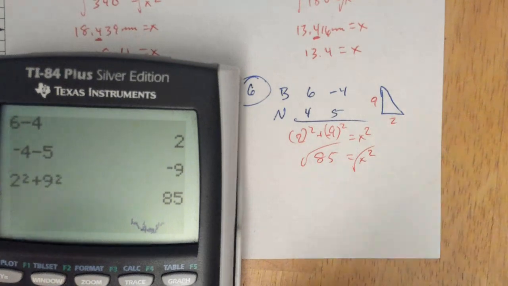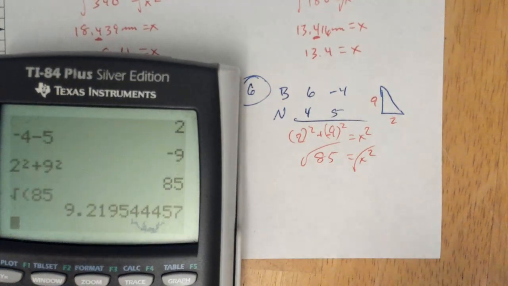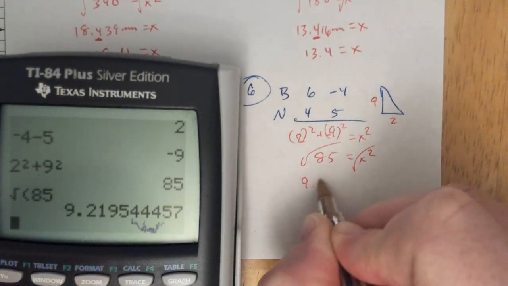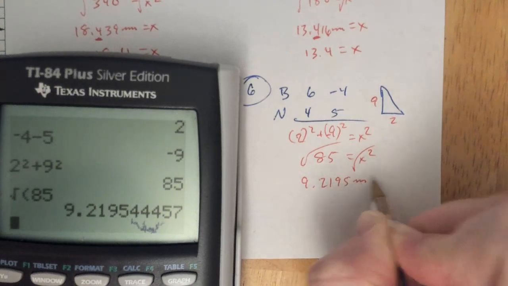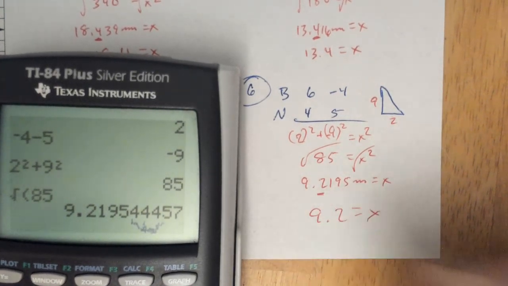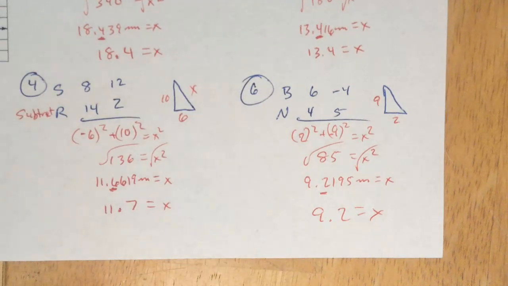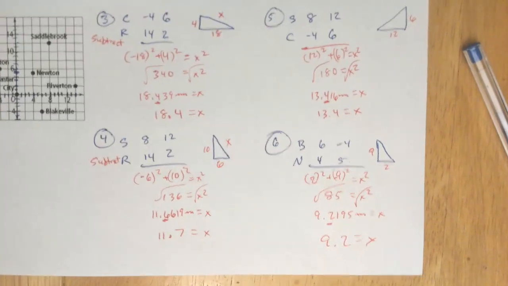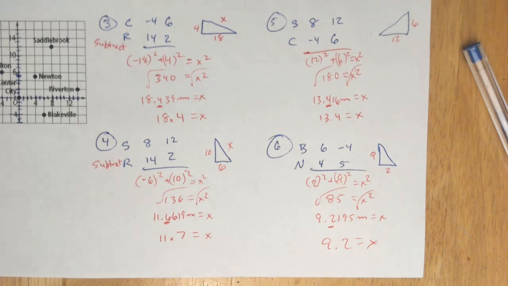We're going to square root both sides, the square root of 85, and we pop out with 9.2195 and a bunch of other stuff is equal to x. Round to nearest tenth, we get 9.2 is equal to x. Fabulous. All right, I'll zoom out and I'll let you guys copy that down if you need to. All right, last problem.